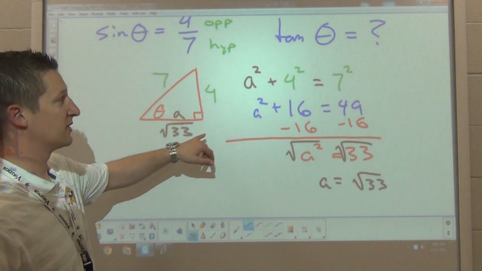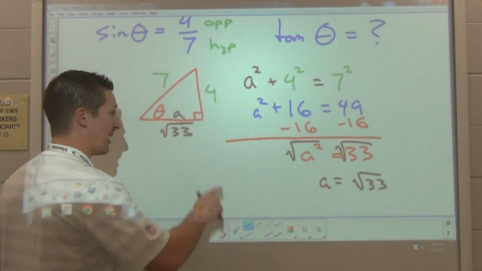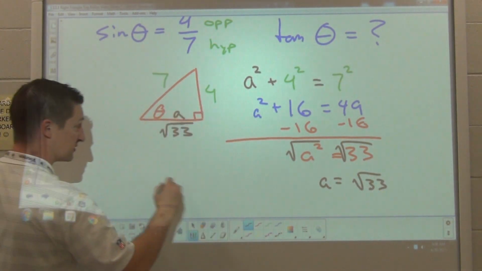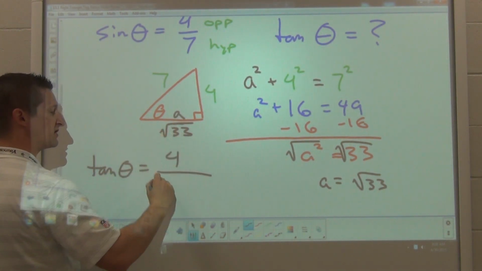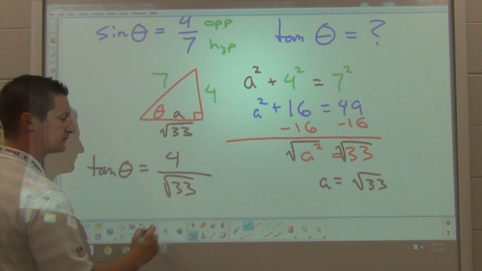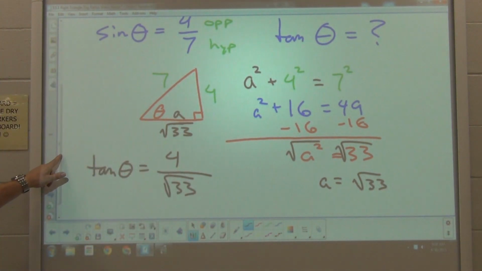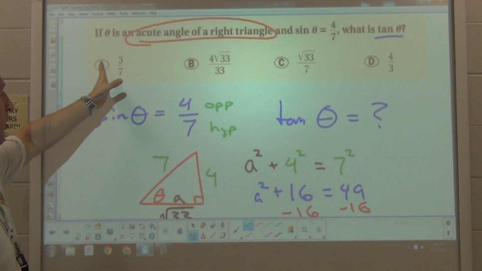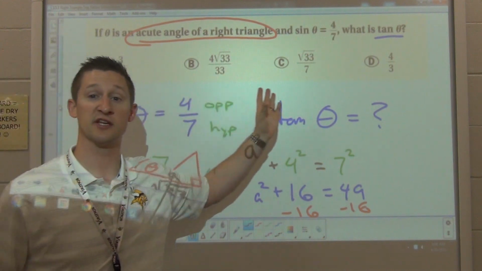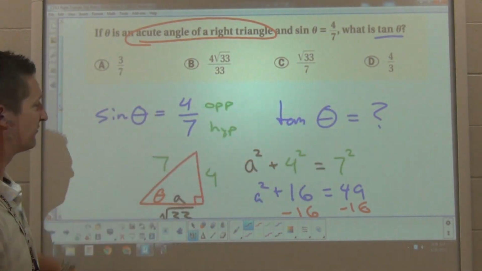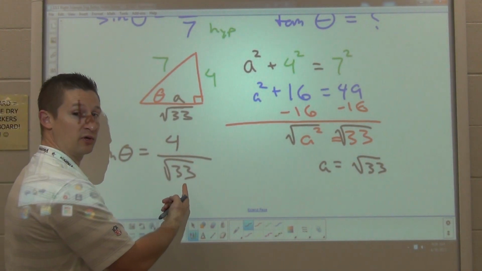Now remember, I did this because I'm trying to evaluate the tangent of theta. Tangent of theta is equal to the opposite side, which is 4, over the adjacent side, which is the square root of 33. Now, as I look at, this was a multiple choice problem. If we go back and look at the 4 options, is 4 over the square root of 33 any of these options? No, it's not. And the reason it's not is because we need to simplify this expression. Right now, we've got a radical in the denominator, which is no good.